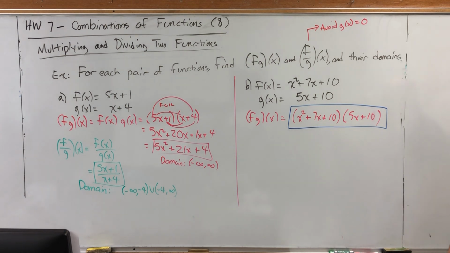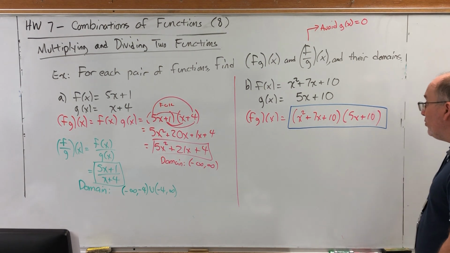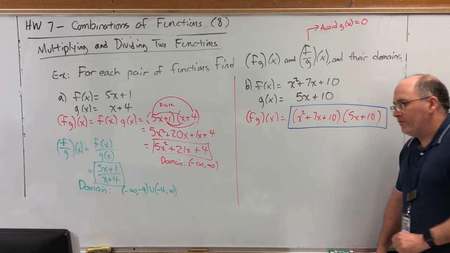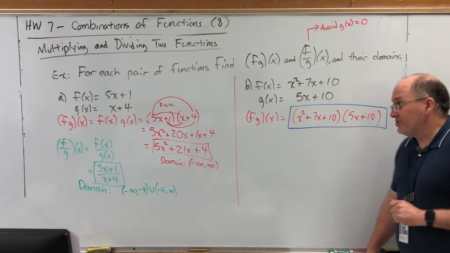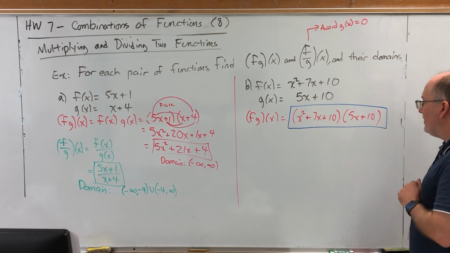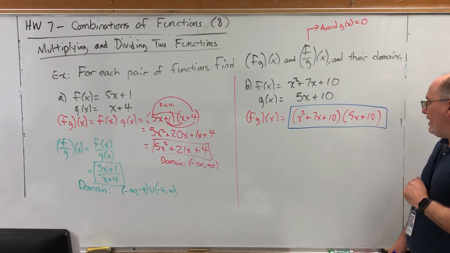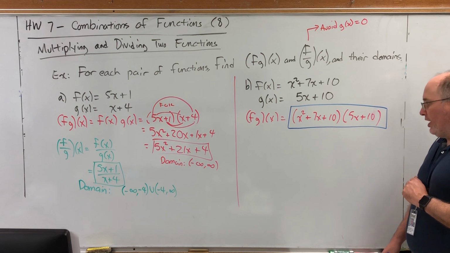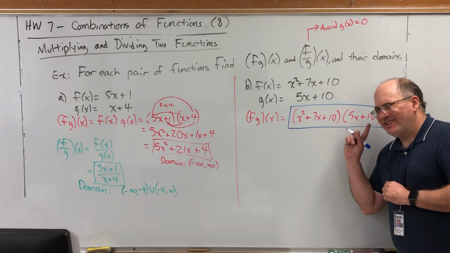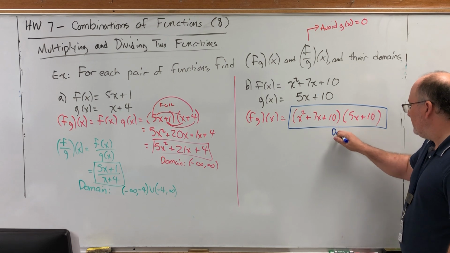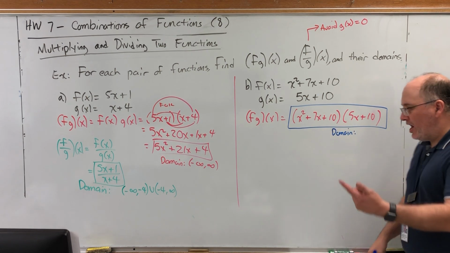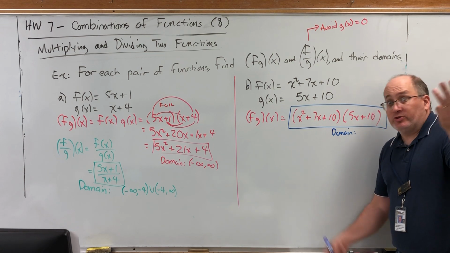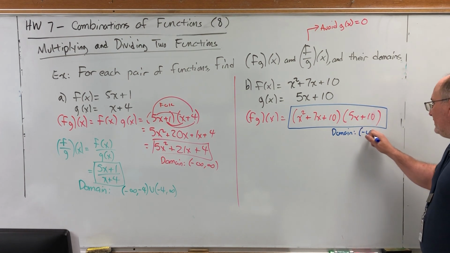But if you're curious and want to try to bust it all open and combine them, I'll tell you what you should get. I'm not going to write it here, so if you want to try it, get ready to write down the results. If you were to distribute all this and combine like terms, you would get 5x to the 3rd power plus 45x to the 2nd power plus 120x plus 100. But I think the homework will accept this answer. So what's the domain? Well, there's no denominators, there's no square roots, so there's no exclusions. The domain is still negative infinity to infinity.